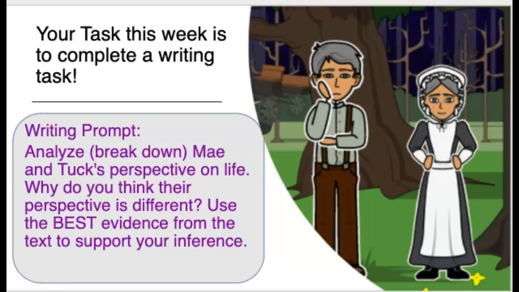So this week, you guys are going to practice using RACE to answer a writing prompt. All right, we will practice this all week. Let's dive right on in. So our prompt, the first step is always to read the prompt, is: analyze or break down May and Tuck's perspective on life. Why do you think their perspective is different? Use the best evidence from the text to support your inference.